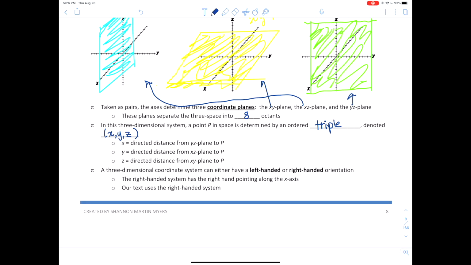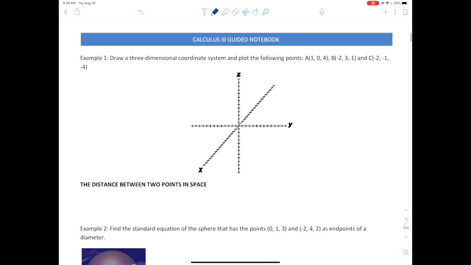So a 3D coordinate system can either have a left-handed or right-handed orientation. The right-handed system has the right hand pointing along the x-axis. Our text uses the right-handed system. Okay? So now let's check it out.